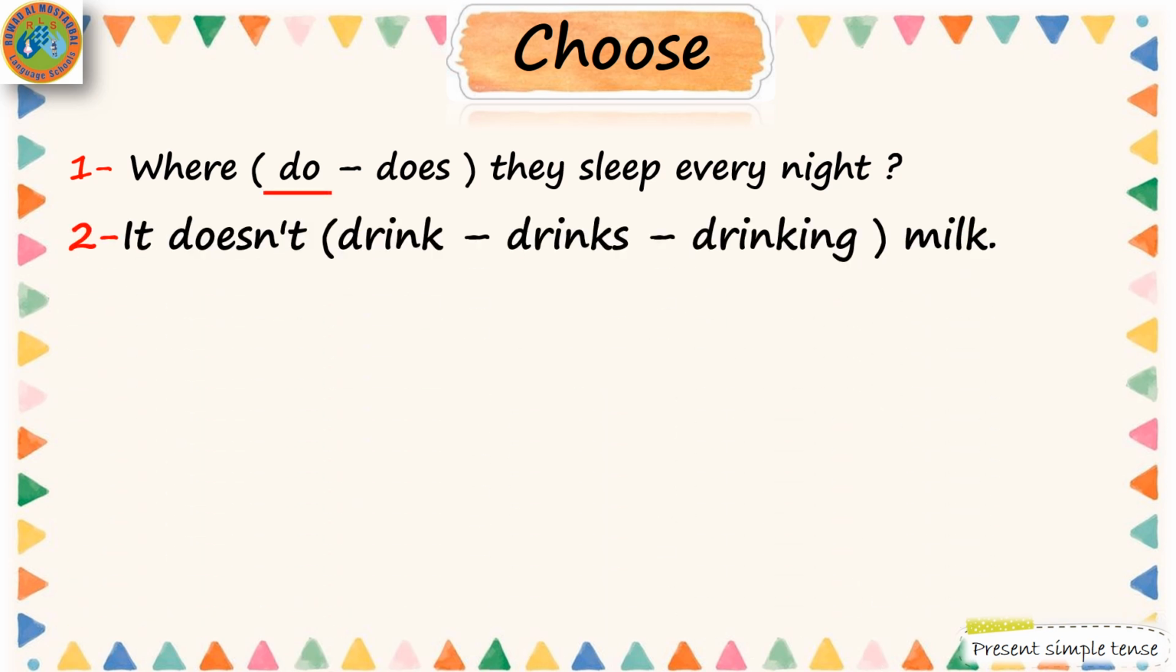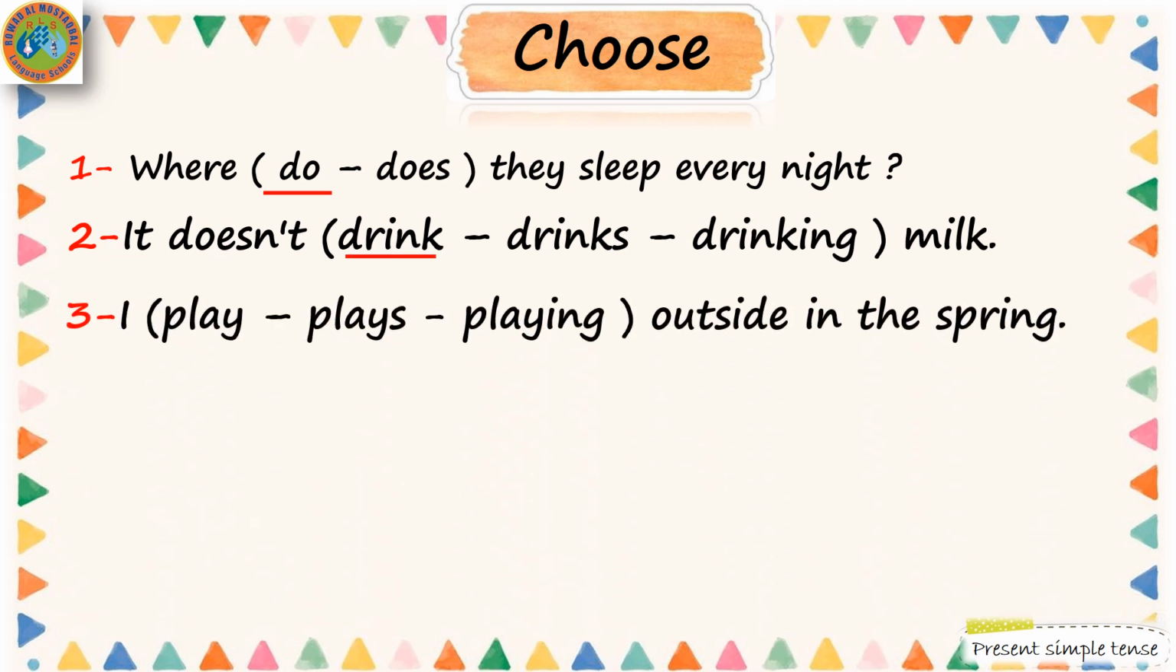Number two, it doesn't drink or drinks or drinking milk. After don't and doesn't, I will put the verb in infinitive. What is the meaning of verb in infinitive? That means no s, no es, no ing, no ed, no naughty verbs. So I will choose here drink.